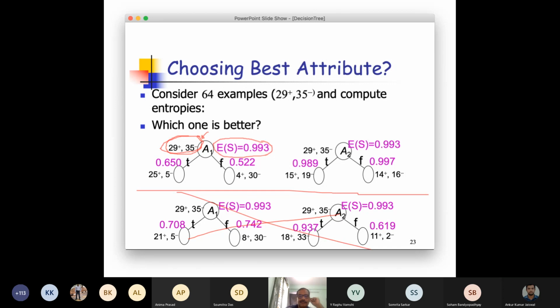Sir, maybe 29 into log of 29 by 64 plus 35 into log of 35 by 64. Sir, it will be a minus of a positive value. The positive value is 29, so minus 29 by 64 log of 29 by 64, and then minus of the negative value. The value is 35, so 35 by 64 times log base 2 of 35 by 64. Good, very good. Yes, you know what is meant by entropy. You understand?